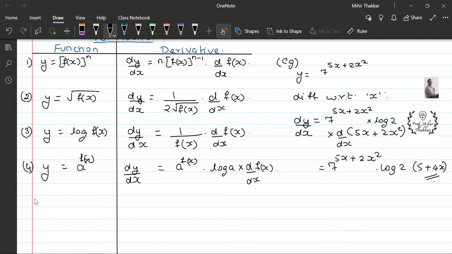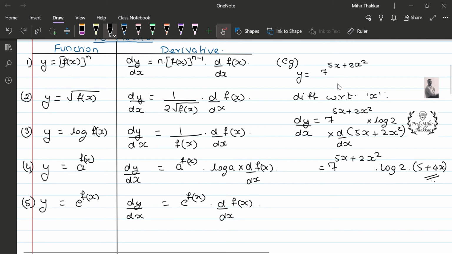And the last one, e raised to fx. What is the derivative of e raised to x, guys? It is e raised to x. So what should it be for e raised to fx? It should be again e raised to fx. But again we have to multiply this with the derivative of fx, like we did in all the previous examples.